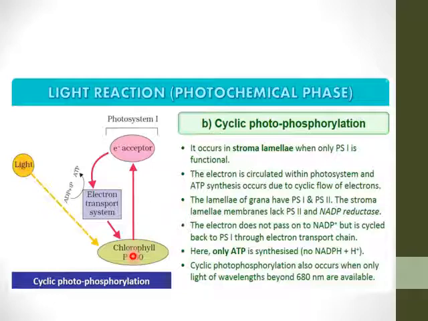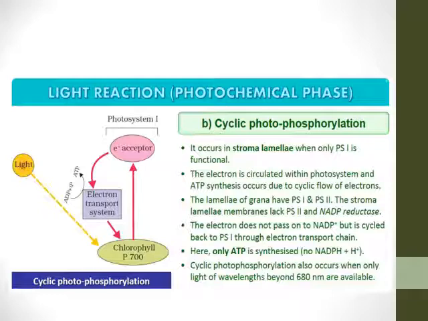The electrons emitted by this PS1 are received by the electron acceptor, then they pass to the electron transport system where the ATP is synthesized, and they go back to the PS1. There is no formation of NADPH, as the electron does not pass to NADP, but is cycled back to the PS1 through the electron transport system, or the electron transport chain.